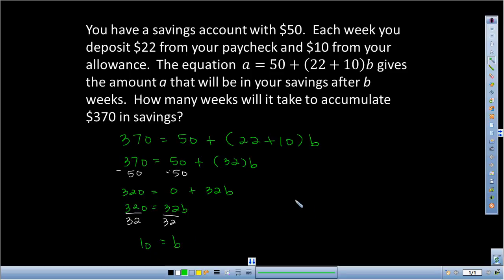Now if you think back to the original question, it said how many weeks will it take to accumulate $370 in savings? Our B value represents weeks, so the answer is 10 weeks.